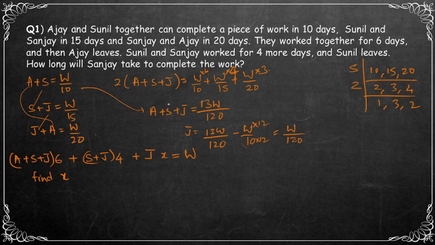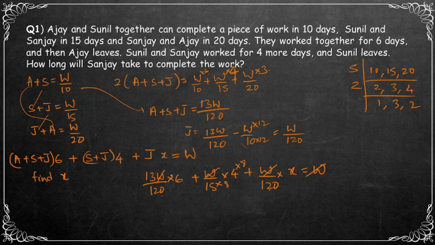So we simply substitute values here. A plus S plus J is 13 divided by 120 into 6 from here, plus A, S plus J is W by 15 into 4, plus J is W by 120 into X, is equal to W. So since W is common in LHS and RHS, that goes away. Now we have two 120s as denominators, so we make this also 120. So we multiply it by 8, both numerator and denominator.